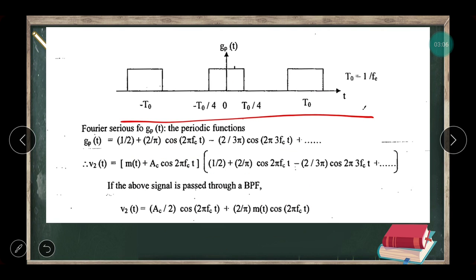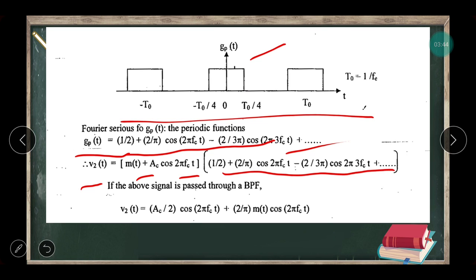Now we want the final expression for v2. We can represent g_p in terms of Fourier series coefficients. If you derive the Fourier series coefficients, you will find: 1/2 plus 2/pi cos 2 pi fc t minus and so on. The sine terms will be 0 because this is an even function. For an even function bn will be 0 and a0 and an will be non-zero. So you will get it like this. Now v2 equals m(t) plus Ac cos 2 pi fc t into g_p(t). We know g_p(t) is like this.